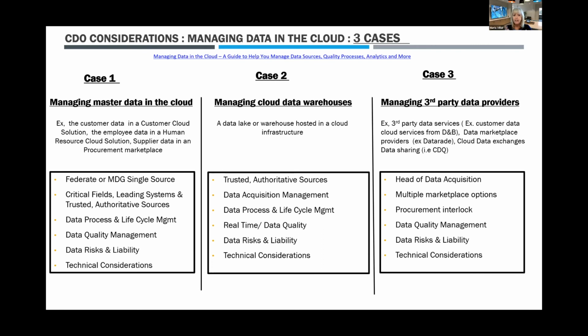If you're managing cloud data warehouses, then what are those trusted sources? What is the catalog that you want to do? You're going to have new and interesting kinds of data types. What's the data quality that I'm going to have for real-time data or IoT data? Those are some unique considerations.